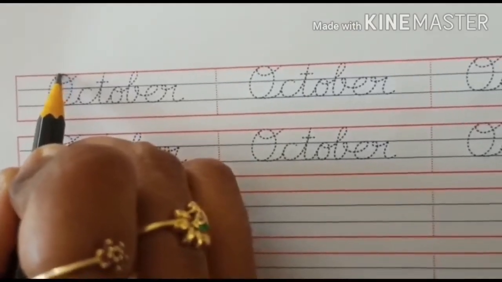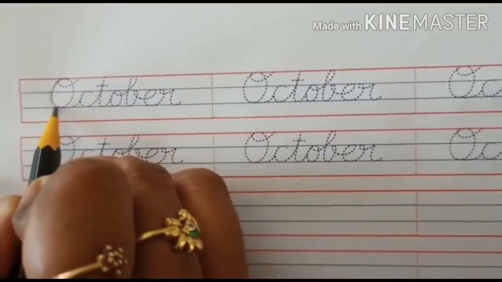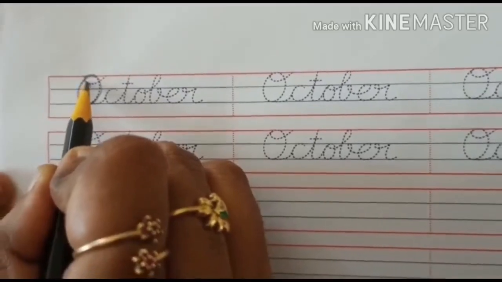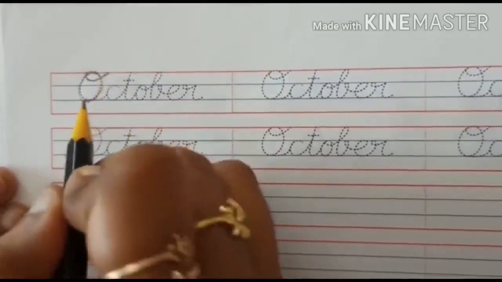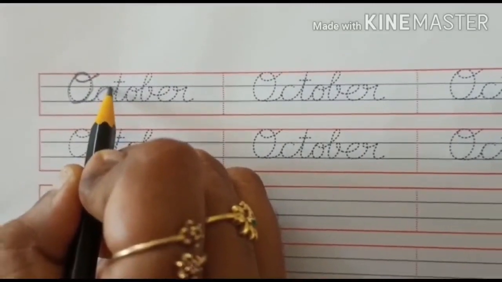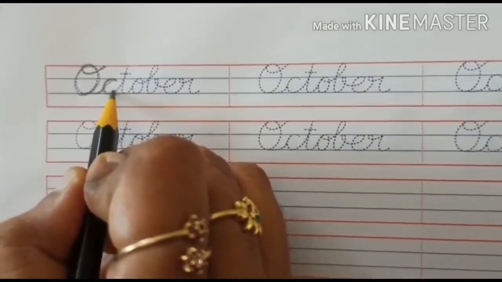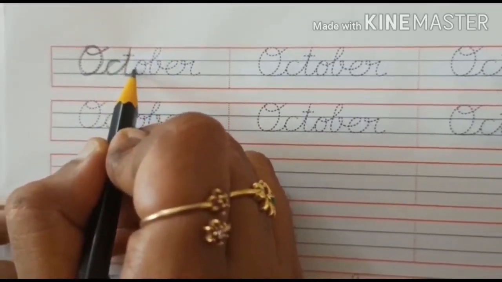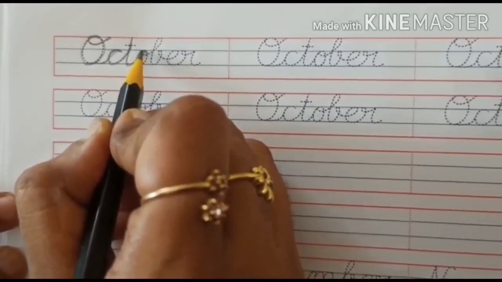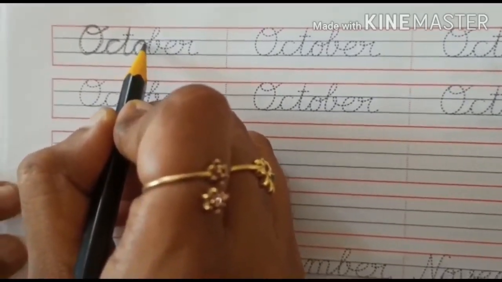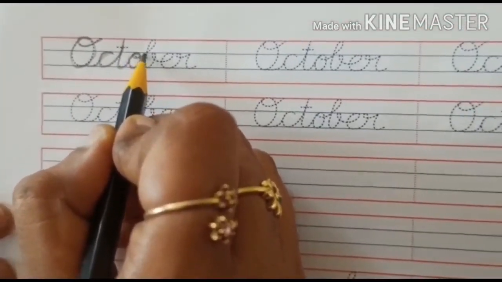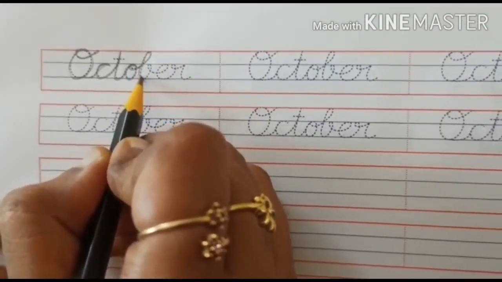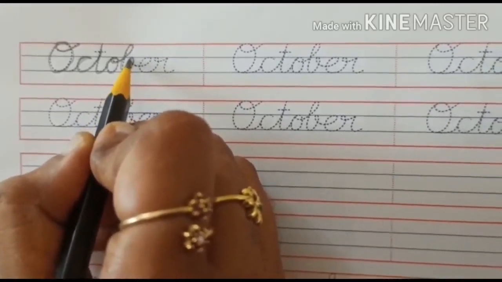The 10th month is October. So O, you start from top line and again you go and touch top line. C, start from baseline and touch midline and baseline. T, touch top line, midline and baseline. O, you should touch midline and baseline. Put one curve. B, you should touch top line, midline and baseline. Put one curve.